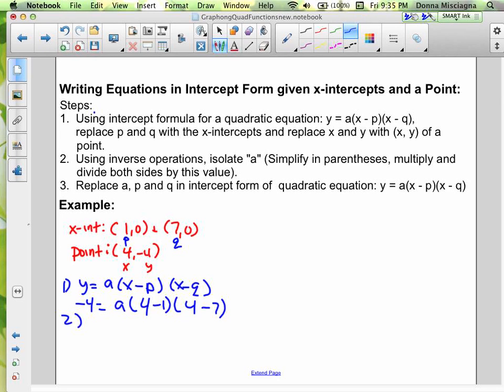Step 2, using inverse operations, you're going to isolate a. So we'll simplify each of the parentheses. We'll multiply the values together. And then we're just going to divide both sides by that value to isolate a.